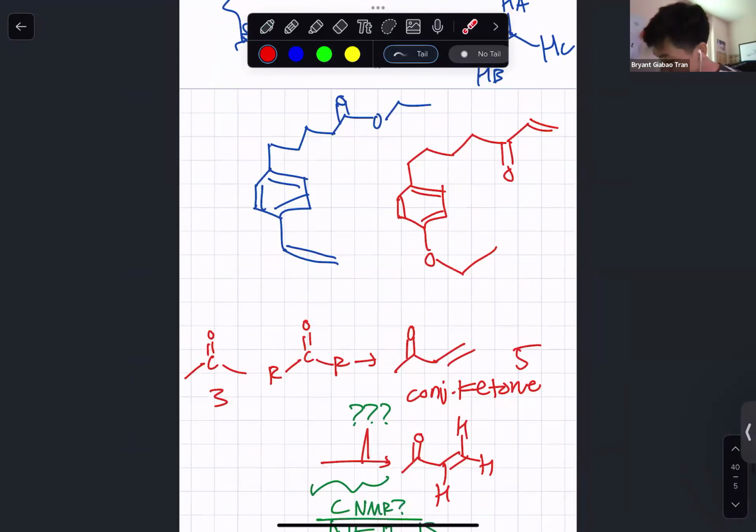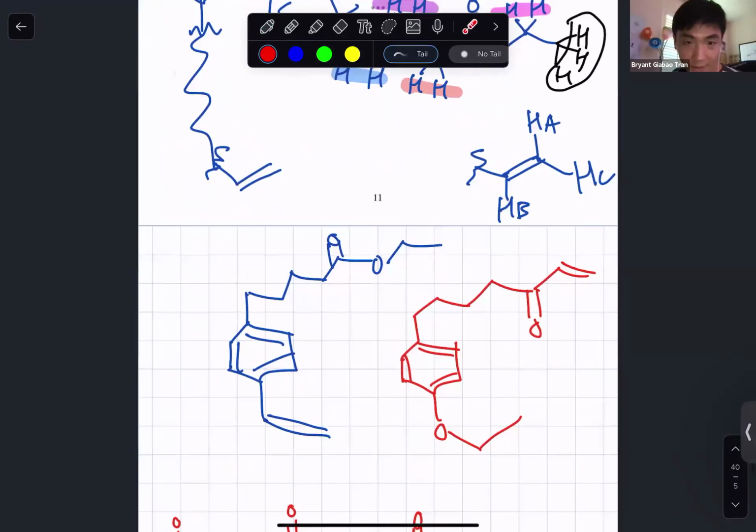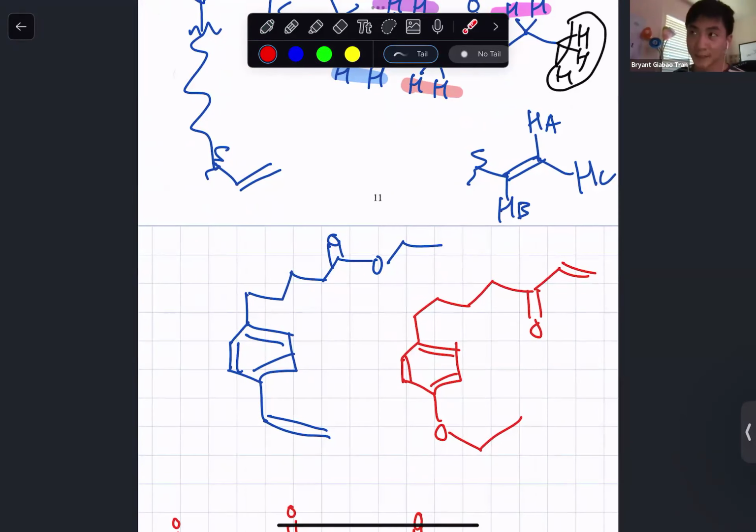So I wouldn't get full credit here, but I would get most of the points here. Right. So if you guys know CNMR, then that's good. Use it to get the specific structure. I don't know how to read CNMR, so I didn't use it. Okay. Any questions on that?